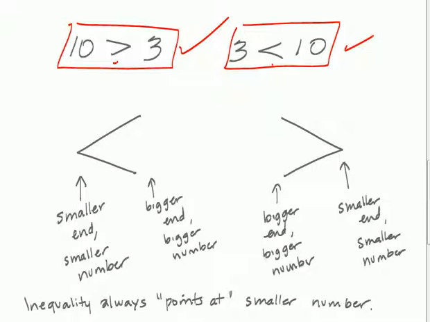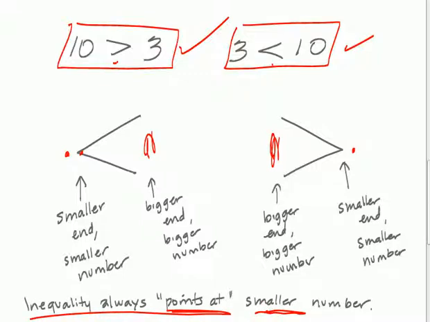One thing that I found has helped students in the past remember which way to point that arrow. The smaller end of that sign is going to point to the smaller number, and the bigger end is going to be associated with the bigger number, and it doesn't matter which way it points. The bigger number is always going to be at the bigger end, and the smaller number is going to be at the smaller end. Another way to think of it, the inequality always points at the smaller number.